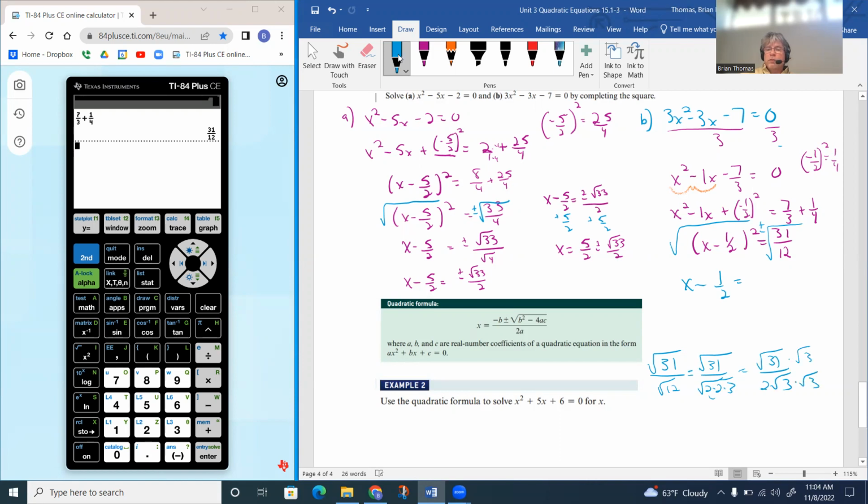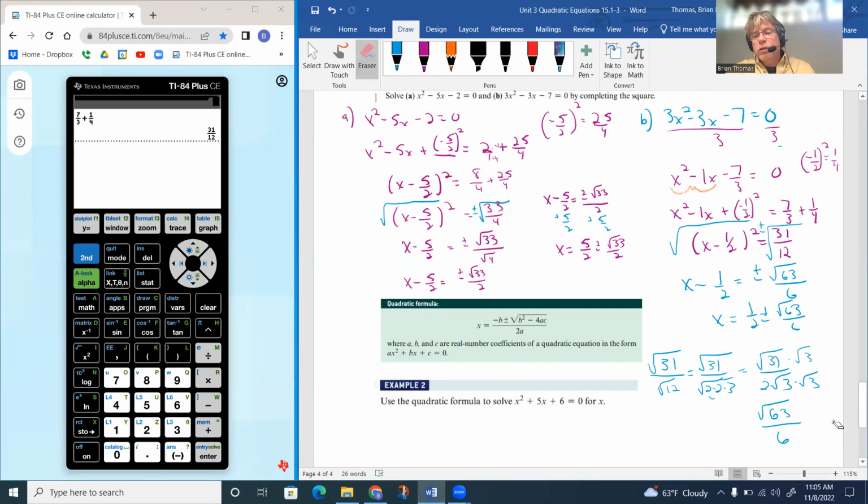So this becomes then the square root of 63 over then 2 times 3, which is 6. So what happens is this becomes then plus or minus the square root of 63 over 6. And then we can add the 1/2 to both sides, and we get x equals 1/2 plus or minus the square root of 63 over 6. And that would be considered our answer to that problem in exact form. Otherwise, we would have to change it to decimal.